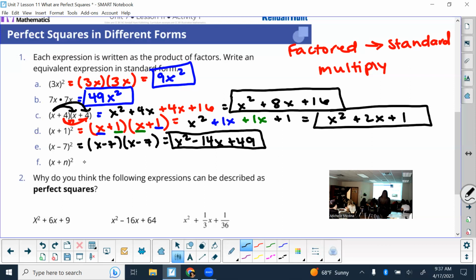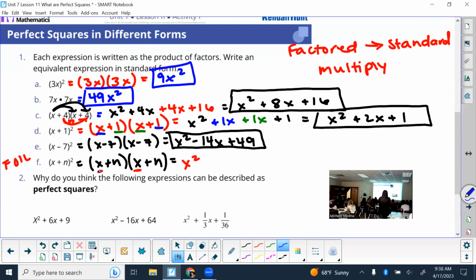All right, the last one is a bit more challenging. Let's do that together. And no, it's really not more challenging, but I know that when it's not a number there, you guys kind of freeze up. So first, make sure you expand it, do x plus n times x plus n, and then FOIL or double distribute. What's x times x? Okay, good. That's my first in FOIL.